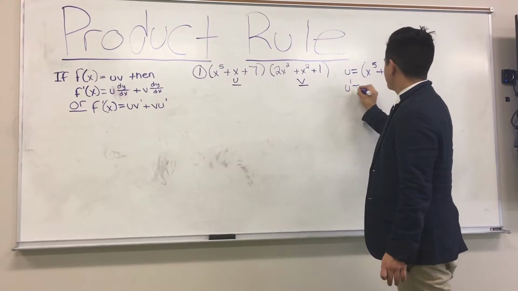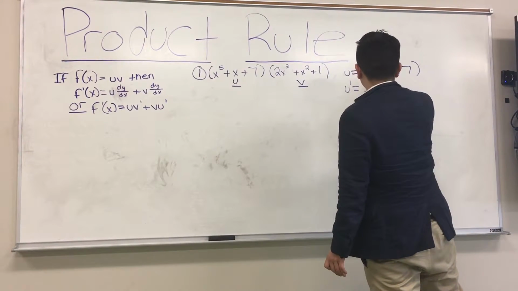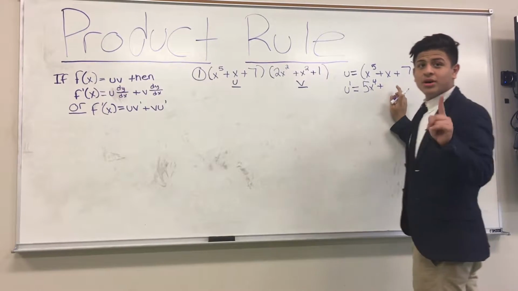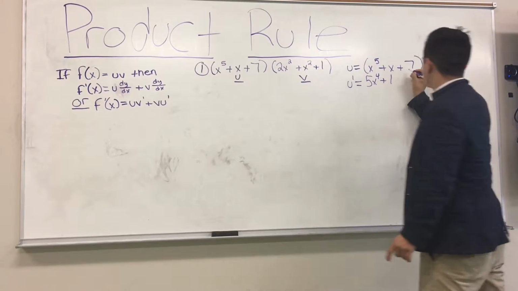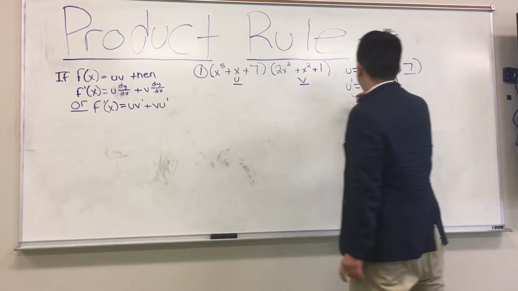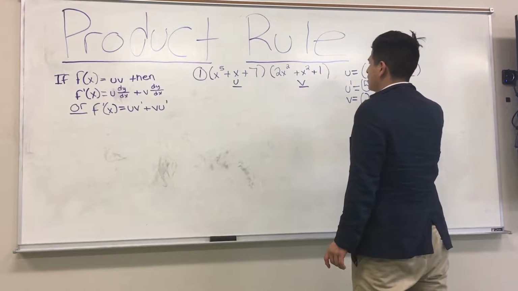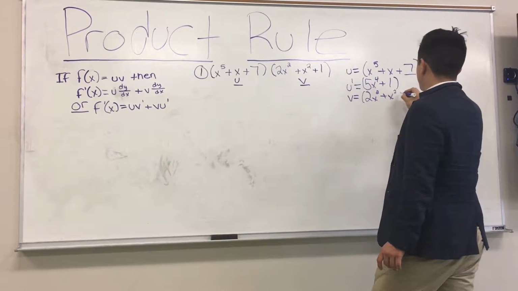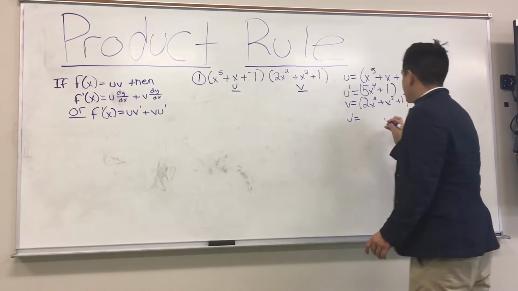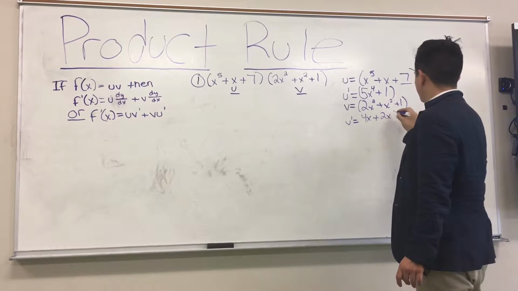u prime, so we have to find the derivative of this, so that would be 5x to the 4th plus, when there's an x, that means that it turns into a 1, and then when there's just a number, that's 0, so we could just leave that out. So this is u prime, and then v would be 2x squared plus x squared plus 1, and then v prime, find the derivative, so then it would be 4x plus 2x, and that's it.